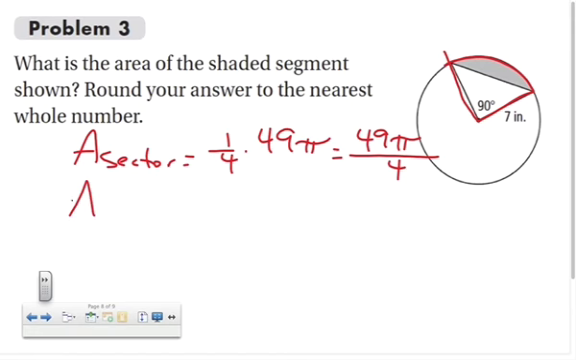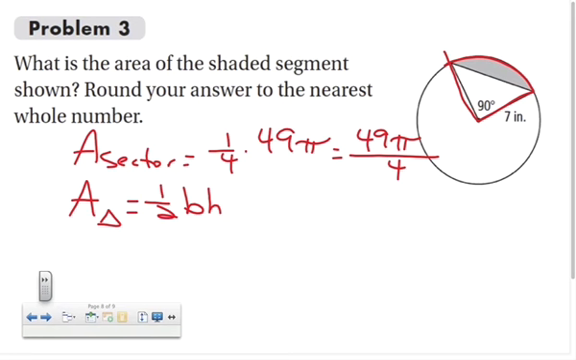Okay. The next step is to find the area of the triangle. What's the formula for the area of a triangle? 1/2 base times height. What are the base and height in this triangle? They're both 7. How do you know that?